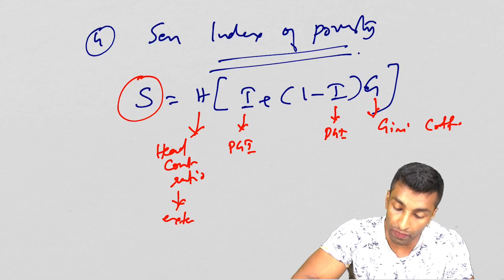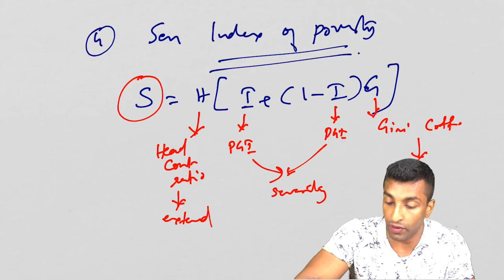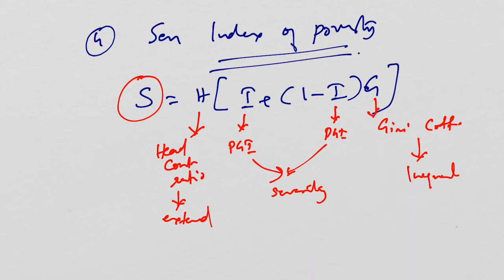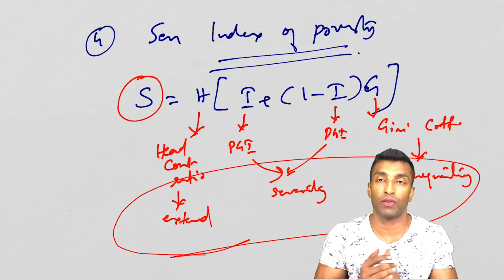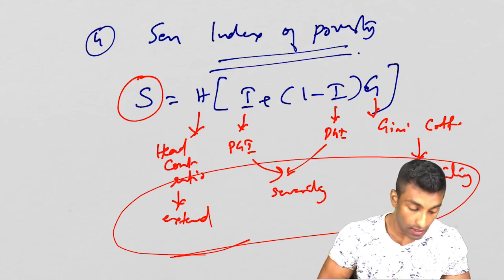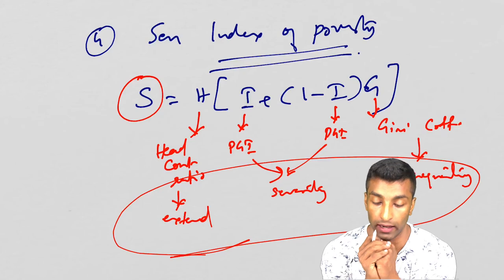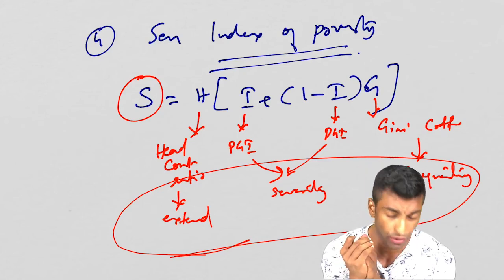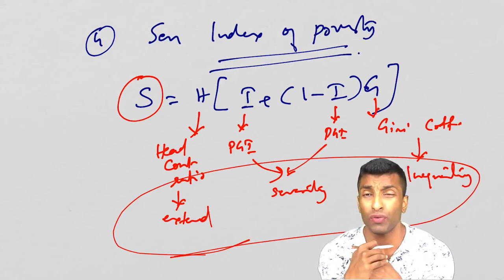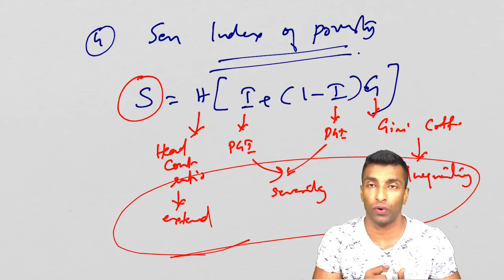So head count ratio will give you extent of poverty. This will give you severity of poverty. This will give you inequality. So it is something which will give you complete understanding about the situation. So it is almost similar to multidimensional poverty index. So different dimensions are captured, but you don't want to know the calculation. You need to know the differences in all these four.